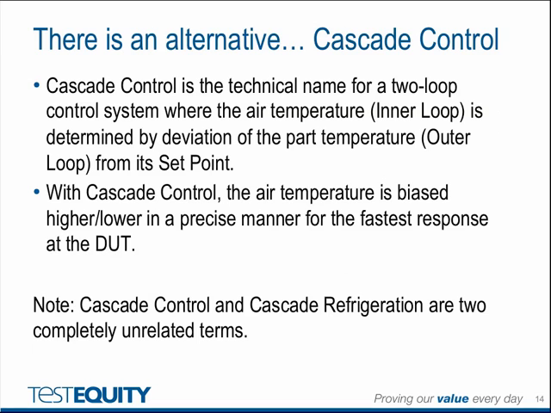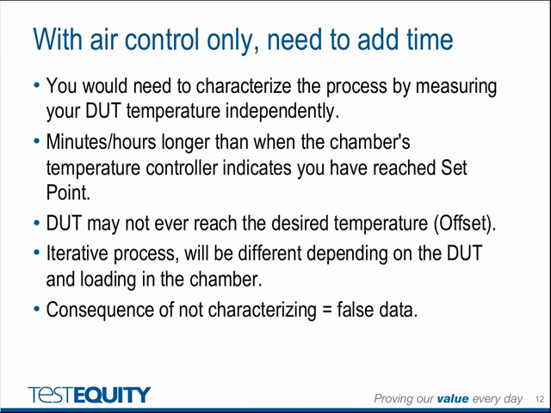To get accurate results with air control, you would need to characterize the process by measuring your DUT temperature independently. It might take minutes or even hours longer for the DUT to reach the desired temperature than when the chamber's temperature controller indicates you've reached a set point. In fact, the DUT may not ever reach the desired temperature. This characterization is an iterative process and will be different depending on the DUT and loading in the chamber. Of course, the consequence of not characterizing the temperature at the DUT is false data.